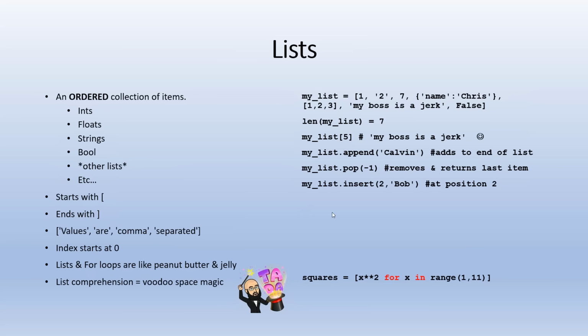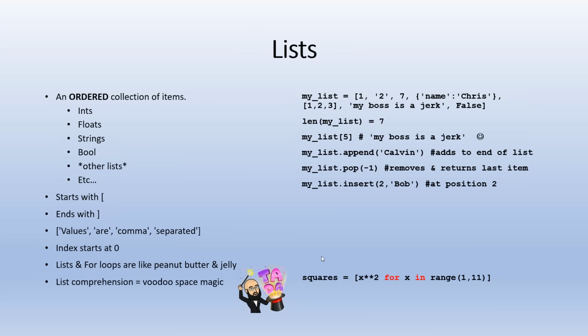Again, going back to the books, there's more than one chapter devoted to lists because, like I said, it's very, very powerful. List comprehension, voodoo space magic. This line right here, if you don't use list comprehension, would take you about 5 lines of code to do. You can do that within 1 line. I'm not even going to talk about it. Just remember list comprehension.